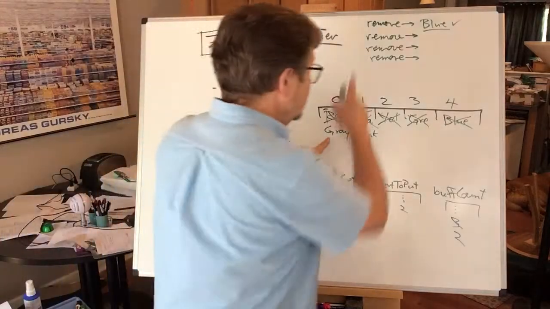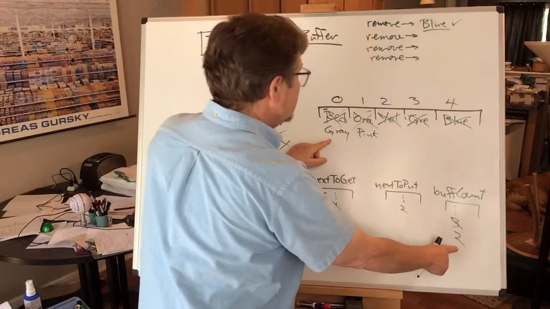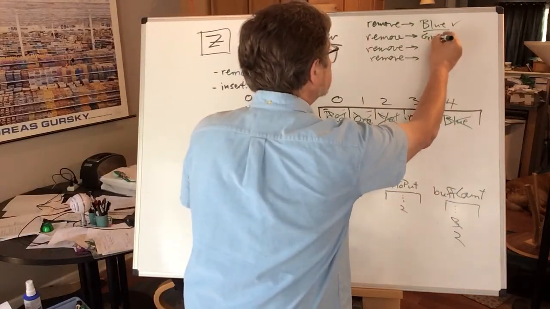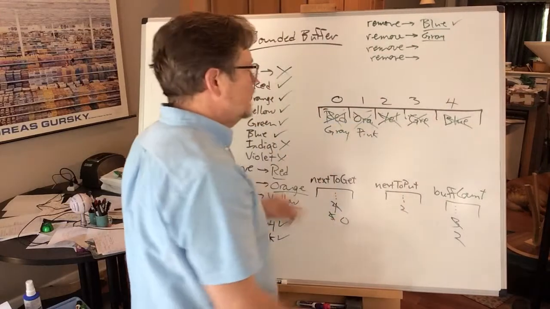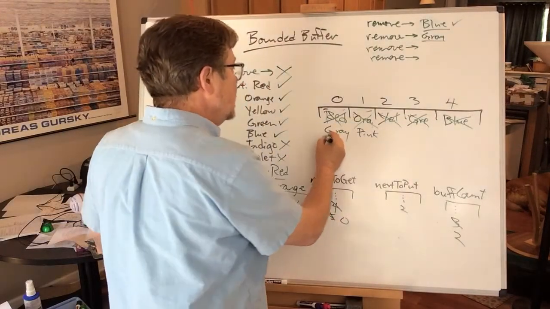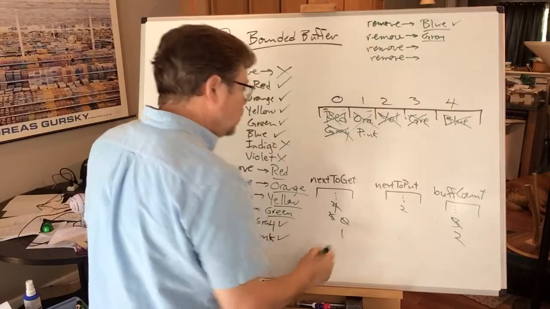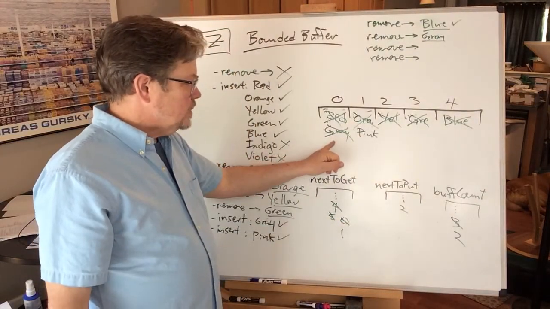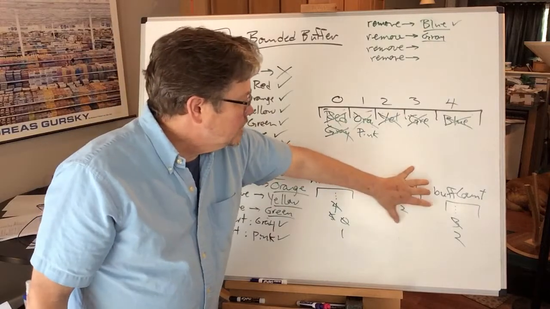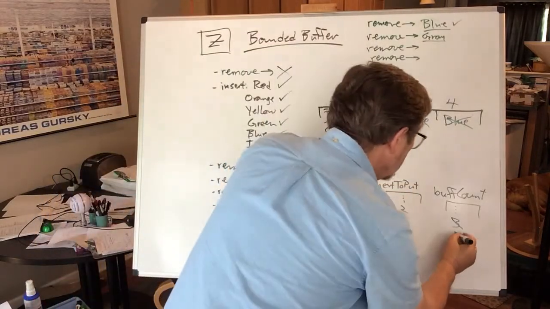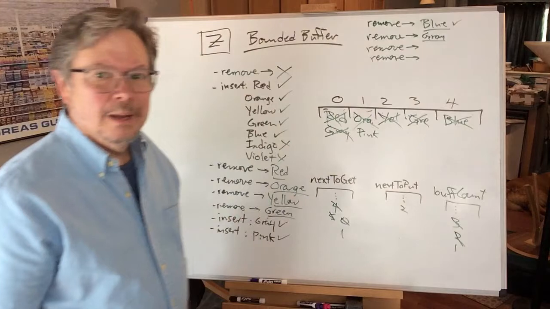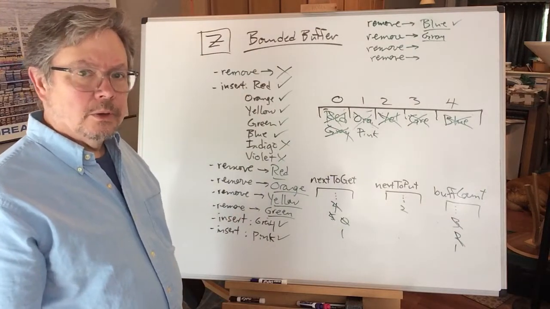That's what we get. We check with remove. Yes, there are 2 things left. We get the gray. I'm doing it in the wrong order. I'm sorry. We got it out of the buffer. The next to get will now be bumped up to 1 because we just now got what was in slot 0. Next to put is untouched. Buff count goes down to 1. Getting perilously close to a boundary condition.